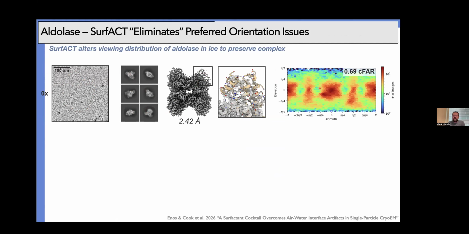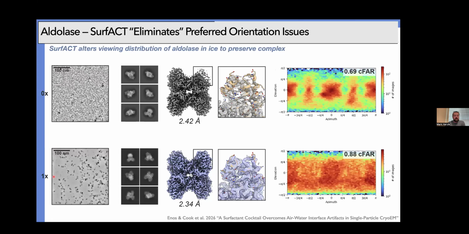And so we can see here that even though we have a fairly decent CFAR, what's happening is that we are losing a portion of this sample that's being destabilized at the air-water interface, and it's biasing our viewing distribution that can only be recovered through symmetry, right? Even though it's a 2.4 angstrom structure.